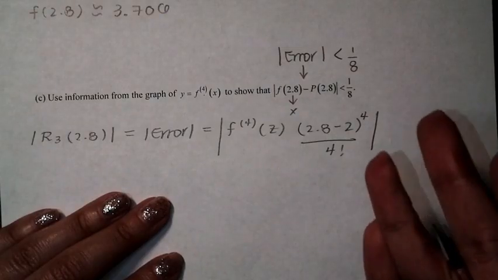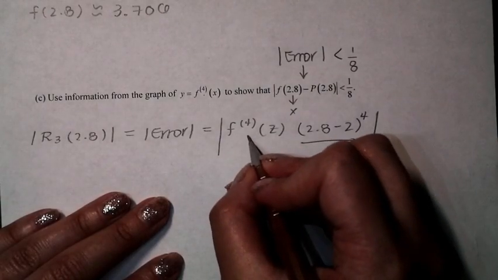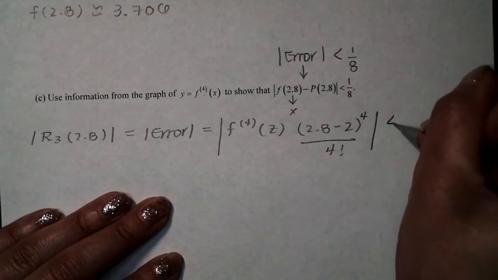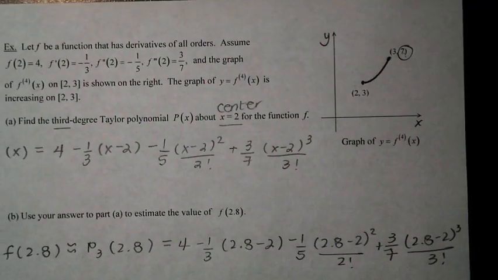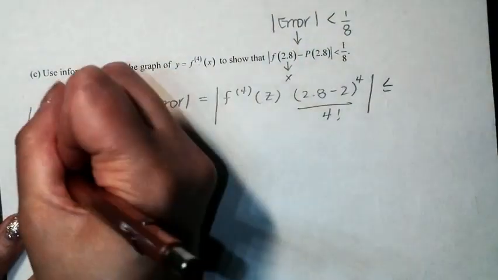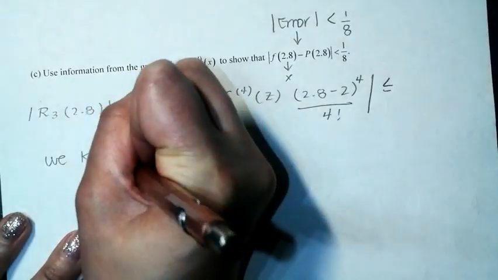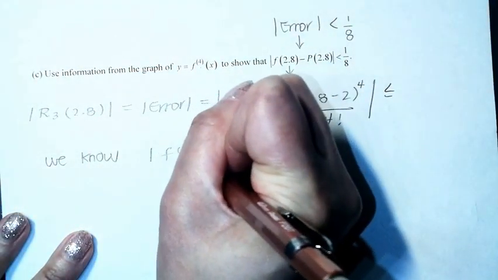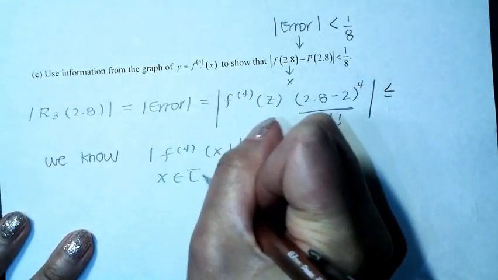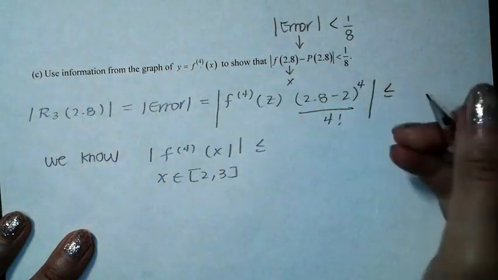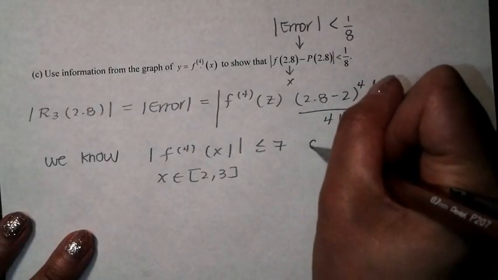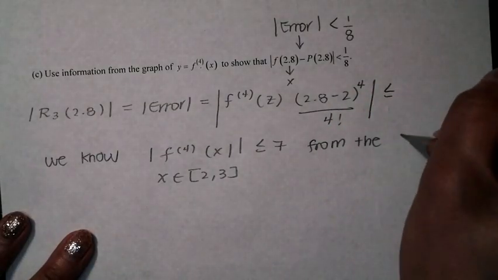What am I going to do here? Well, remember something. You have the maximum value of the fourth derivative on the interval 2 to 3. What's that value that we were talking about when we were seeing the graph here? That value is 7. So we know that the fourth derivative, for any x inside the interval 2 to 3, is bounded, the maximum can be 7, from the graph. Do you agree with that?